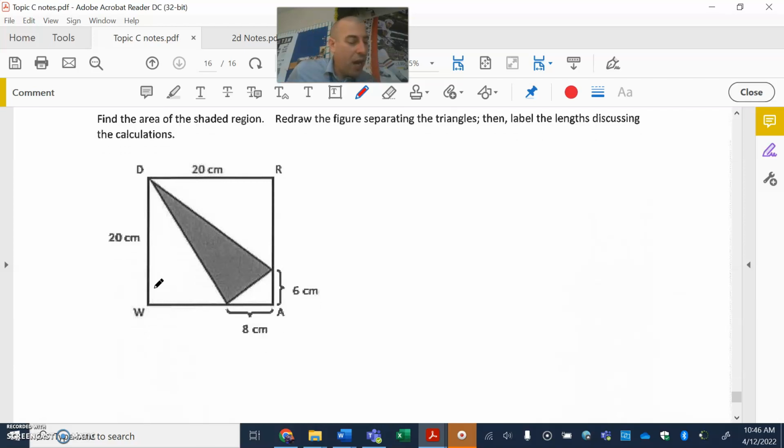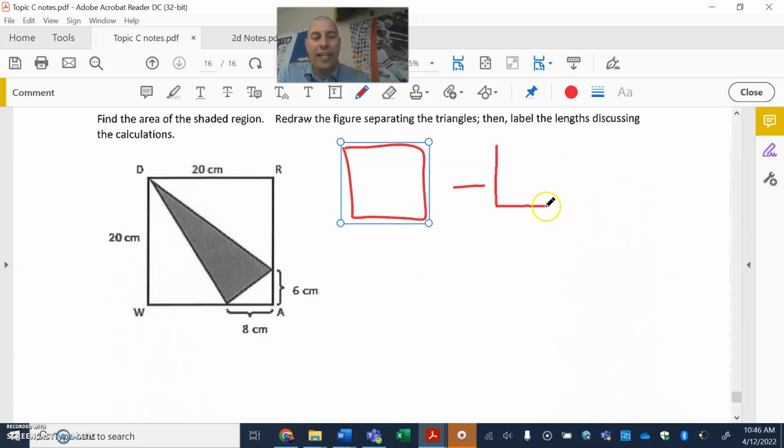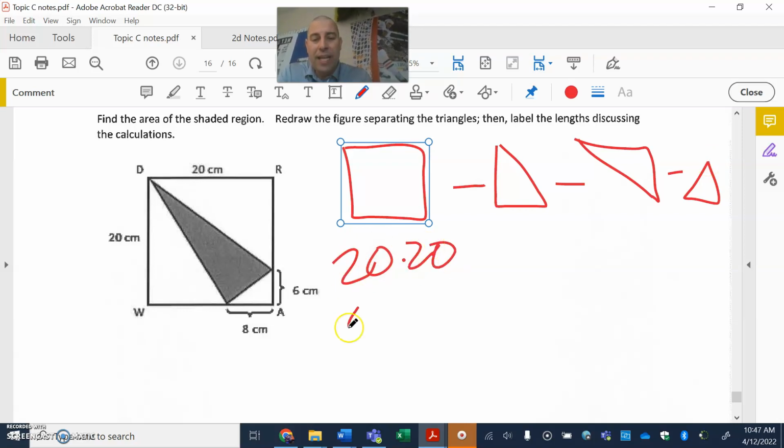All right, so very last one here that we want to work on, and the idea here is, yes, this is one of those shaded regions where I can find the area, and then I can take away those particular triangles that we don't like. So, okay, rectangle, length times width, 20 times 20. I got a 400 there. So that's taken care of.